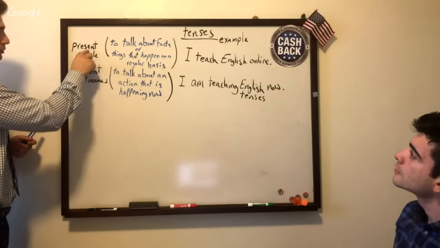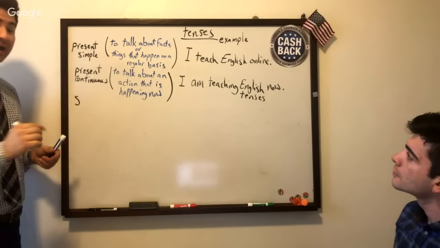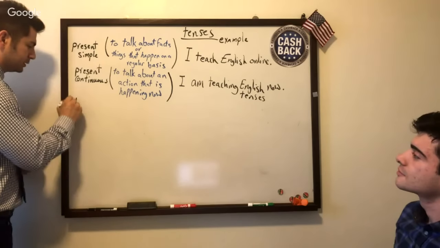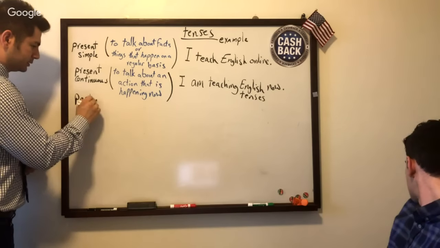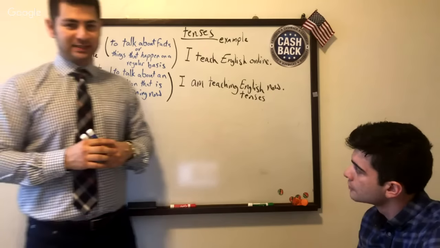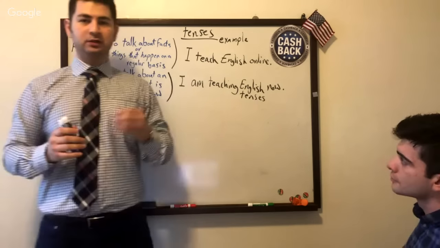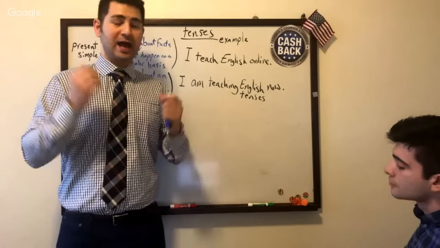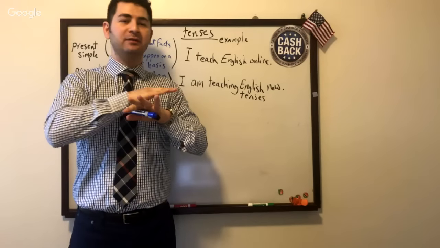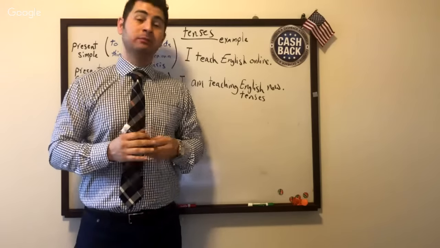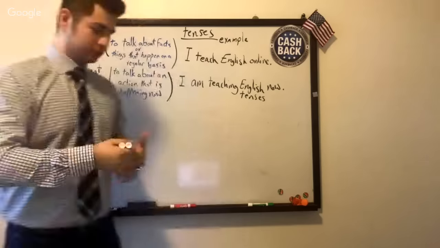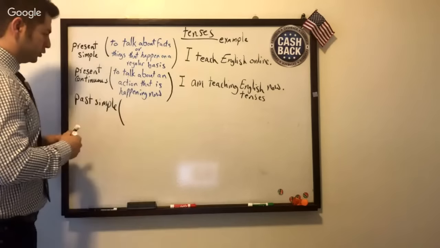The third tense we want to talk about is past simple. So we talked about present simple. Now let's talk about past simple. We use simple past to talk about an action at a specific point of time in the past. It's not happening anymore. And finished.